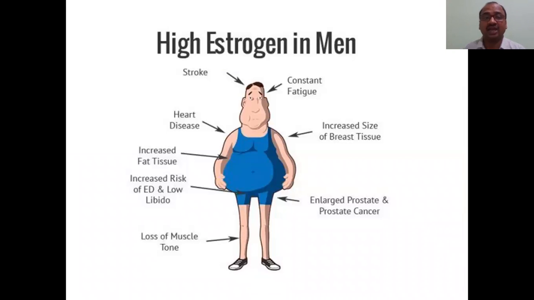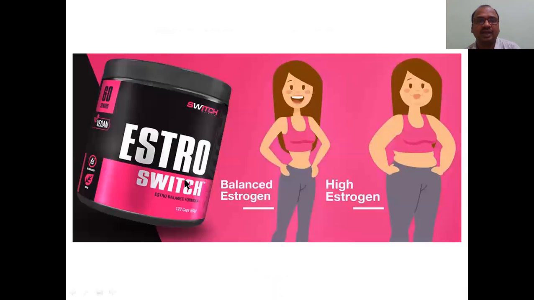High estrogen in men leads to stroke. See here: stroke, heart diseases, prostate cancer, enlarged breast size, enlarged prostate and prostate cancer. This is the main effect of estrogen level in men. Loss of muscle tone, it becomes like only bone, there is no muscle, only fat and bone. And this is the balanced estrogen. This lady is maintaining the figure; this lady is not maintaining the figure because of the high estrogen problem.